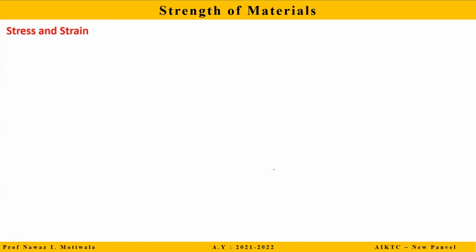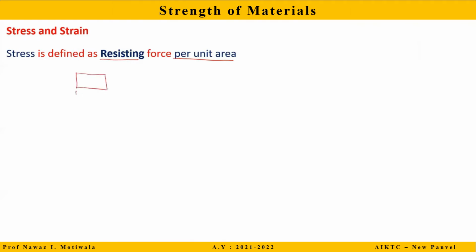So stress. Basically, stress is defined as the resisting force per unit area. The important word in this entire definition is resisting force per unit area. If I explain it like this, let us say there is an element of some length L and some cross section area A, then a load, if applied axially to this element, is known as the applied load. Now, because of this applied load, this load will tend to increase or elongate the element.